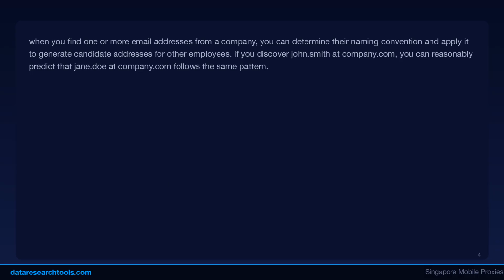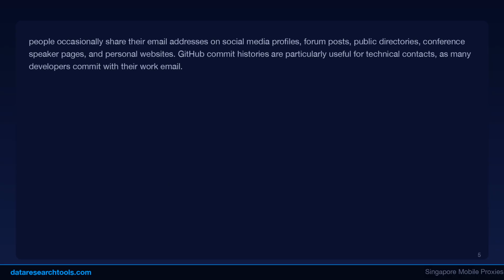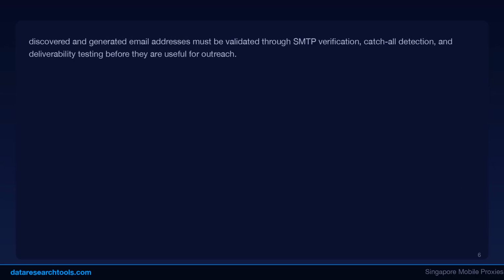Your email finder needs 4 main components. The input accepts a person's name and company domain. The pattern discovery engine scrapes company websites and other sources to find existing email addresses and determine naming conventions. The email generation module applies discovered patterns to create candidate addresses. The verification pipeline validates candidates through DNS, SMTP, and deliverability checks.